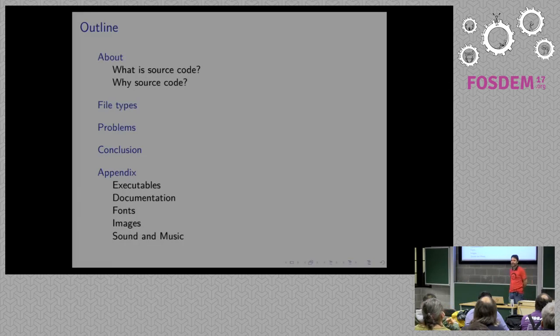So when we talk about source code, we are usually thinking about something written in a programming language like C or Python. But there are many more types of files and they all have their own quirks maybe. Hopefully I have enough time, then I can go into the appendix at the end and go through some file types in more detail. But I will also talk about the problems that we have with source code and some conclusions that I draw from them. I don't think I have answers for all the problems, but it's just a wake-up call for some people here, hopefully.